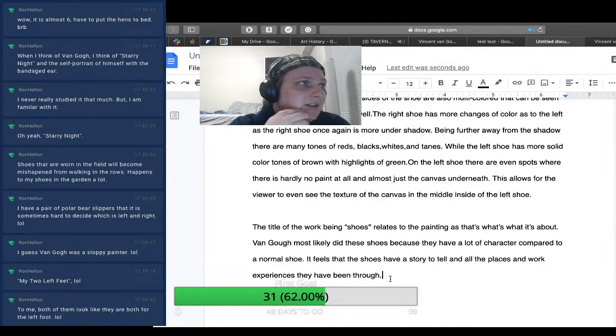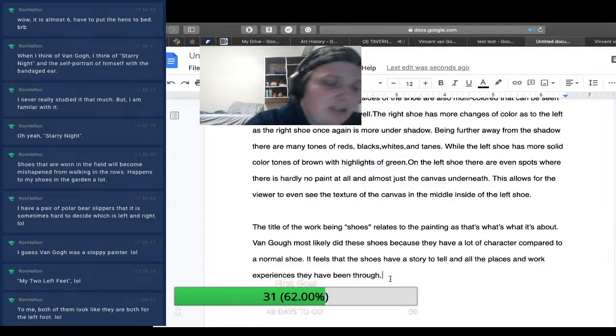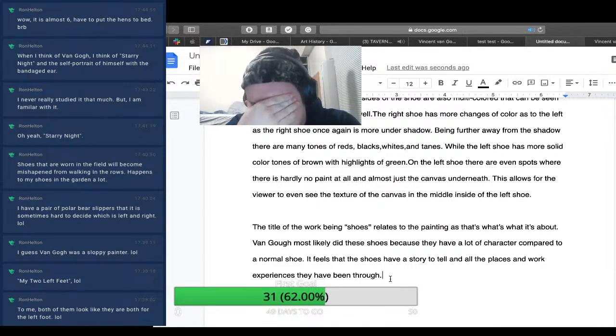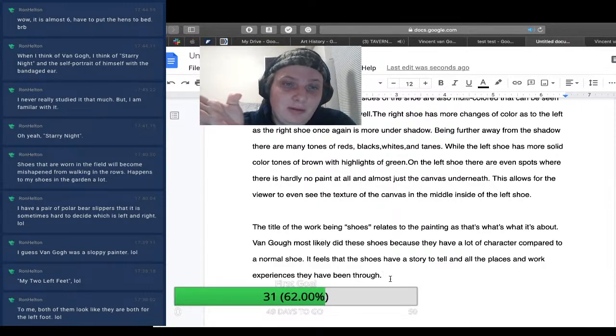Ron Helton also says, when I think of Van Gogh, I think of Starry Night and the self-portrait of himself with the bandaged ear. Yeah, where he cut his ear off. Van Gogh was a very interesting guy. He almost represents what people traditionally think about artists in a lot of funny ways, because a lot of times the people that become artists professionally, for lack of better words, are a little bit crazy. And Van Gogh was definitely that.